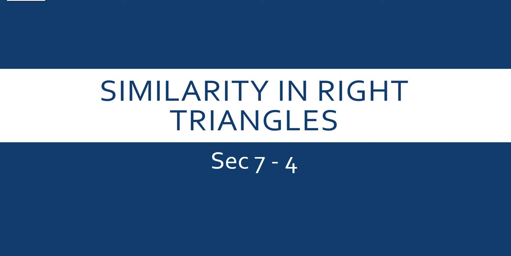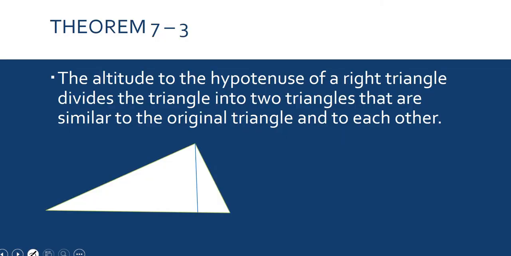Okay, in section 7.4, we're going to look at some special cases dealing with similarity in right triangles. So when we have a right triangle, we have some specific or unique things we can look at. Theorem 7.3: the altitude to the hypotenuse of a right triangle divides the triangle into two triangles that are similar to the original and to each other.